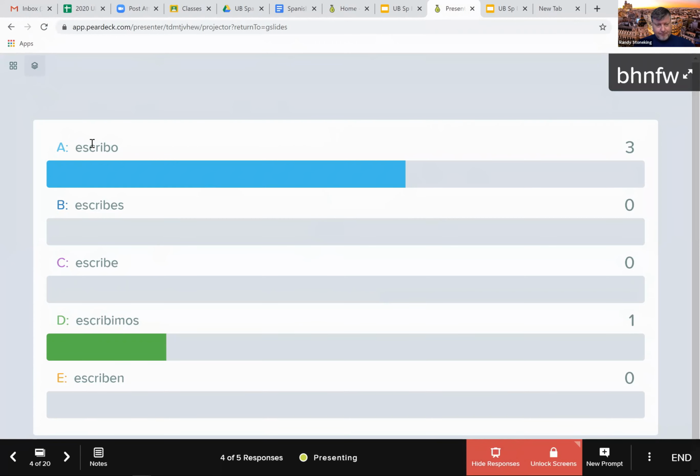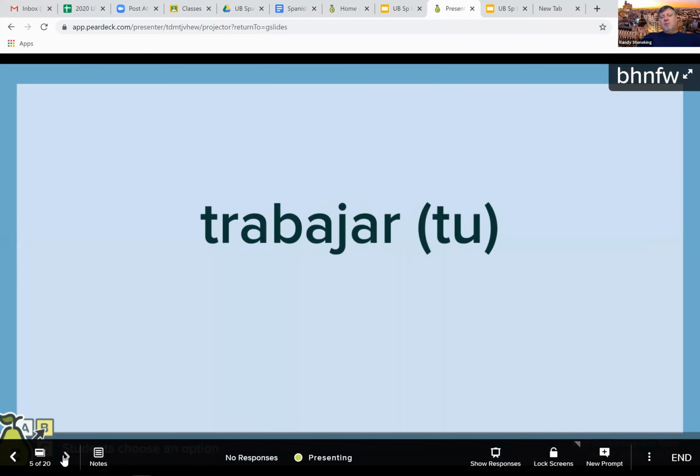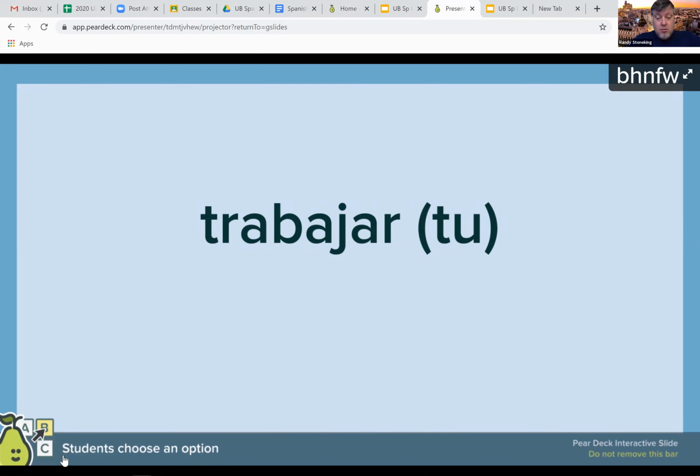The yo form is always going to end with an O, and it will never change whether it's an AR verb or an ER or an IR. It's always going to be an O. That one isn't affected by what kind of verb it is. So let's try this. Let's try trabajar. The verb trabajar in the tú form. That's you. So same thing. Let's go about 10 seconds here. See if you can figure out which ending it would be. Use your notes if you need to.